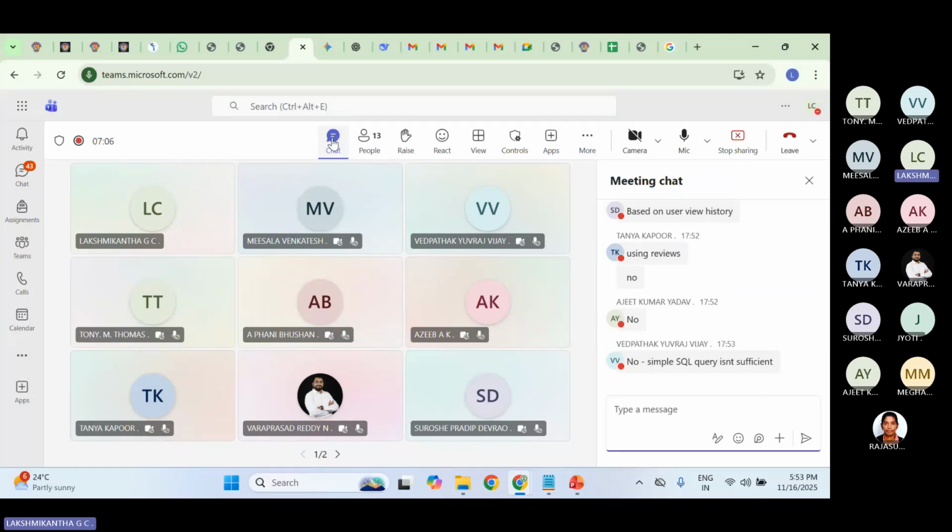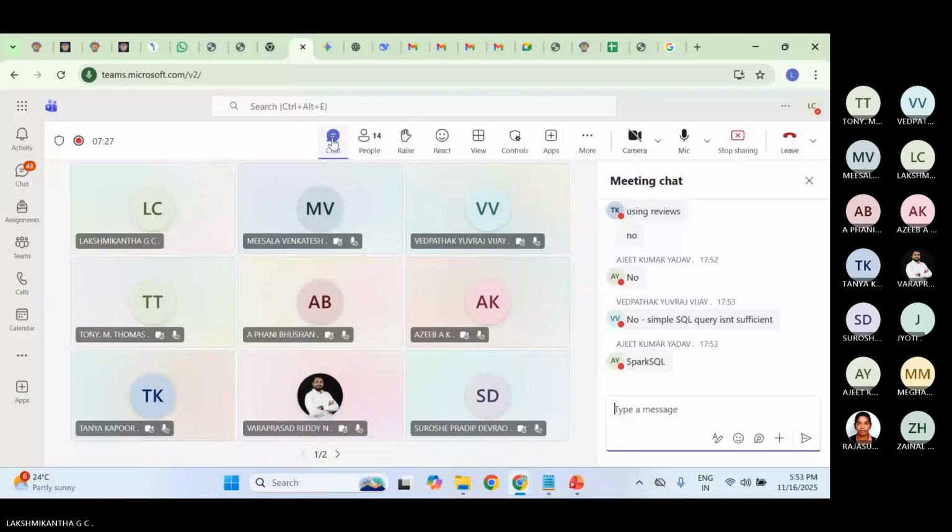I have one more question for you all, guys. Which component of Spark do you think we will use? Any guess? Okay, Spark SQL. Let me see how many of them are going to answer this question. Okay, one more answer I got: Spark SQL. Only Spark SQL is enough.